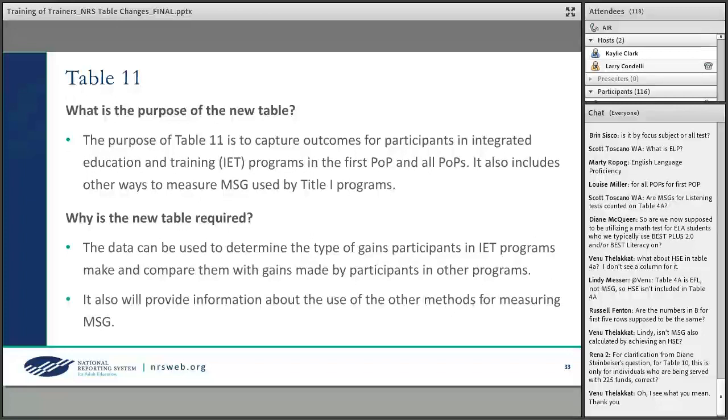And McQueen asks, are we now supposed to be using a new test for ELA? We typically use Best Plus. No, you don't have to use a new test. It's just whatever test you're using. If it's Best Plus for ELA, it's a little confusion. ELA means English Language Arts, not ESL. It's not English Language Acquisition. It's English Language Arts, literacy. In other words, literacy tests like TABE. And ELP are your ESL tests. So Best Plus would count there. That's right, Diane.